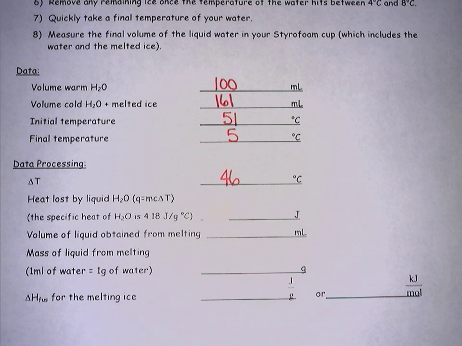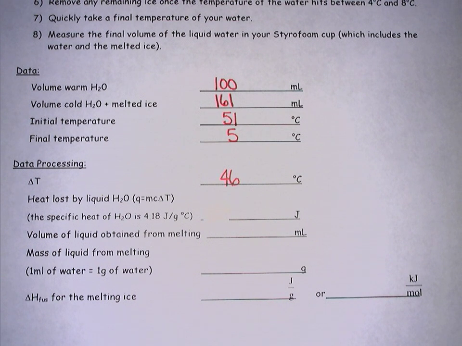So I'm going to go through the energy needed to melt ice lab that you did. We're going to take a look at the data and figure out how we can figure out the heat of fusion for the melting ice that was involved in the lab. You started out with 100 milliliters of warm water, and then you put some ice cubes in it and you dropped the temperature down somewhere between 4 and 8.